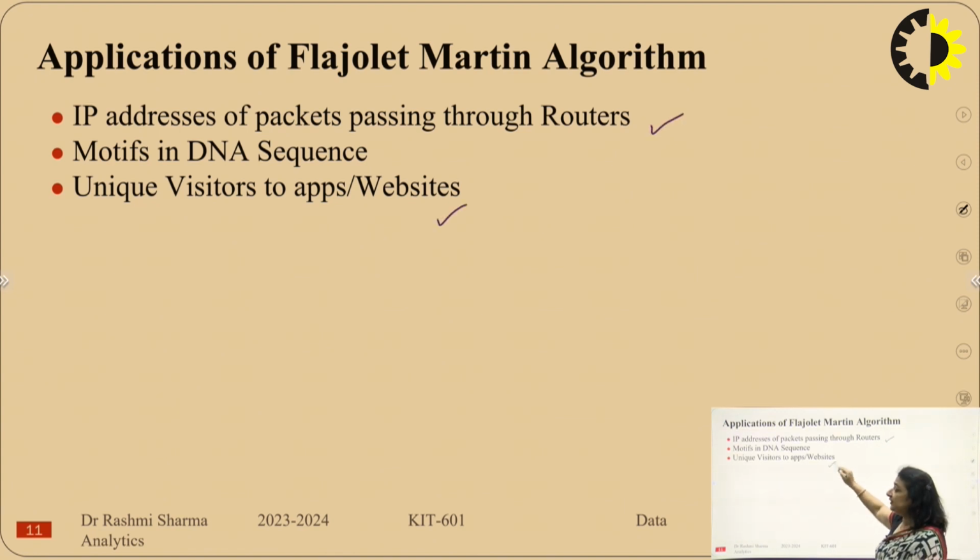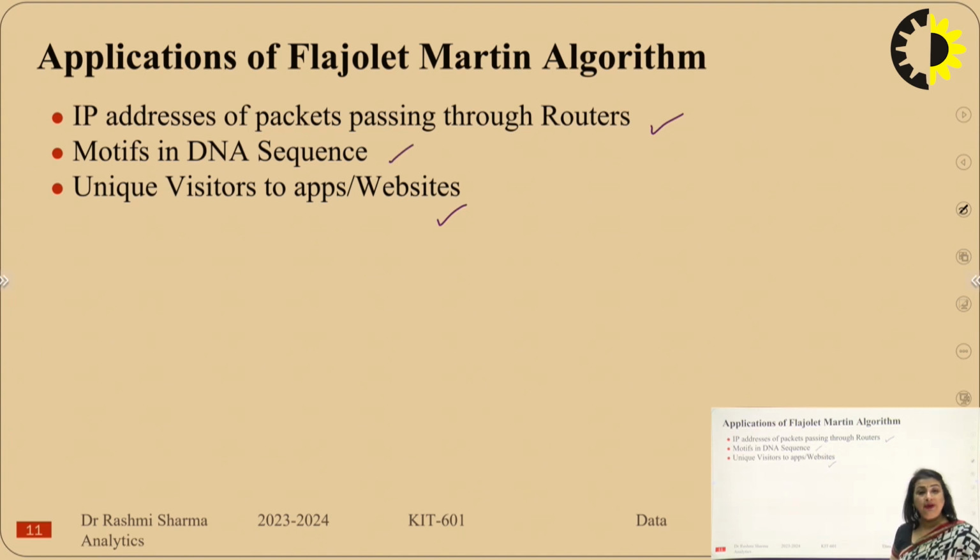Then the number of visitors to your application or website. If I'm entering n number of times with my same email ID, it would not take me as a distinct element which has visited that particular application. So we keep track of IP addresses and email addresses also, which are unique. Then the motifs in your DNA scheme.